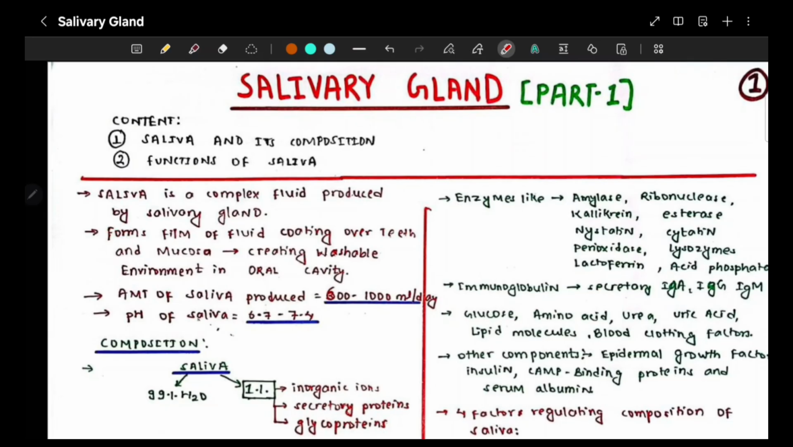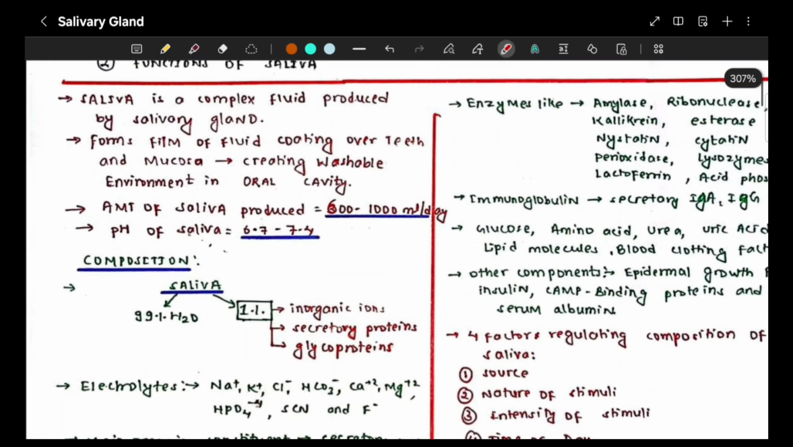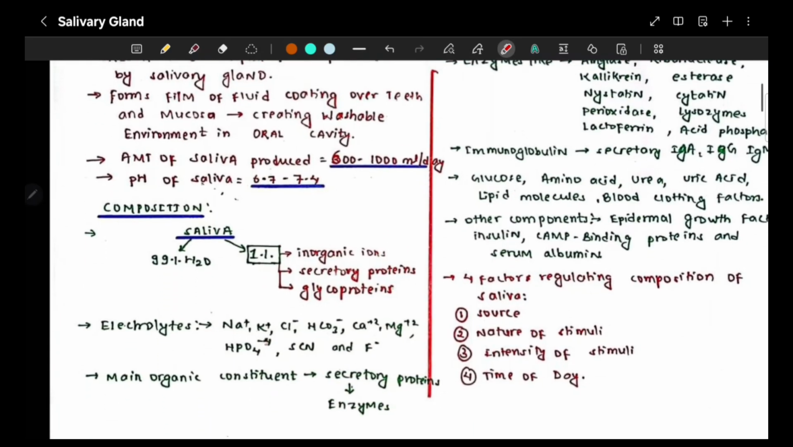After this, in the third point, it is written that the amount of saliva produced per day is 600 to 1000 ml. I have taken this data from Orban's. There is variability in this data, but we can take one figure and move ahead. So 600 to 1000 ml per day, you can remember this. After that, the pH of saliva is 6.7 to 7.4. And after that, composition.